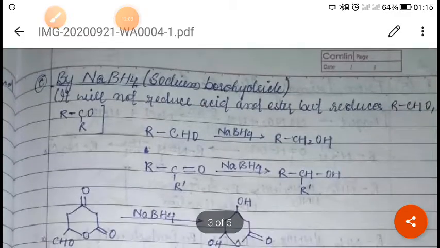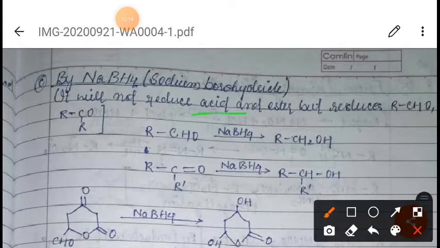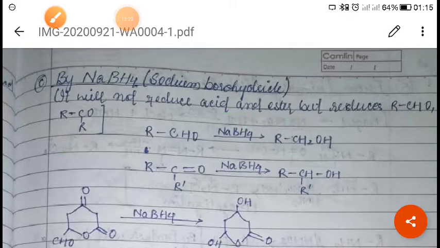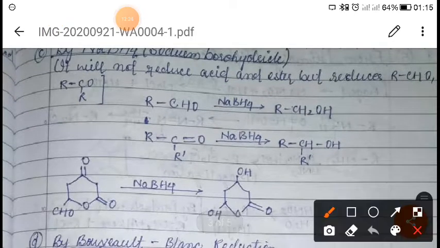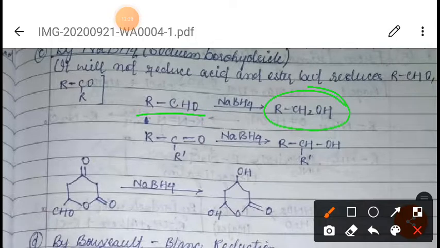Now next is NaBH4. Always remember that NaBH4 will not reduce acid and ester, but it will reduce aldehyde and ketone. As you can see, in the first example, RCOH in presence of NaBH4 will give RCH2OH. Again, in presence of this it will give RCHOHR.